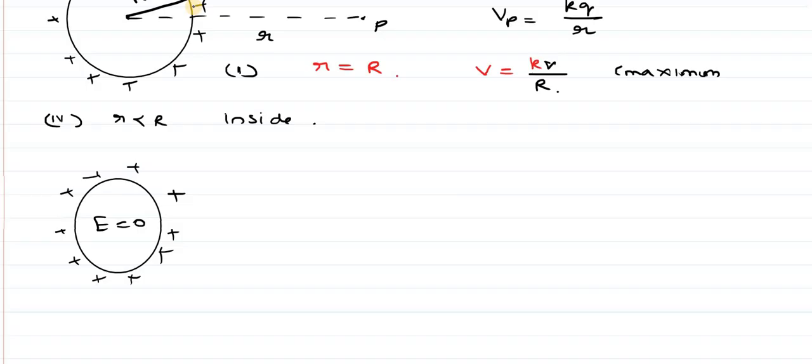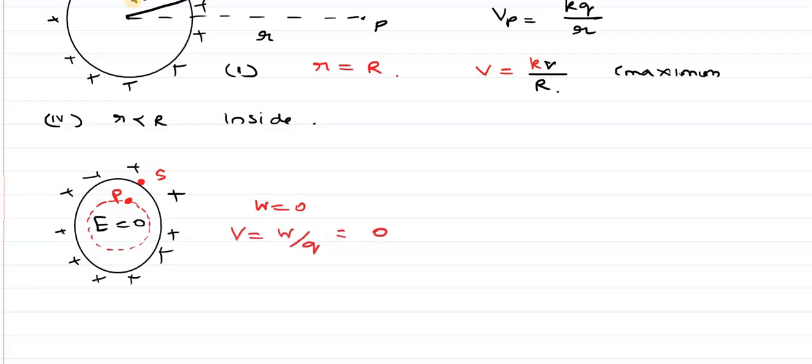So when I talk about this, what will happen? Suppose you are bringing a charge from the surface to the point P, just imagine that. Electric field is zero inside. So what is the work done in bringing the charge from the surface to this point? It will be equal to zero, yes or no? Because there is no electric field inside, there is no electric force. So work done will be equal to zero.